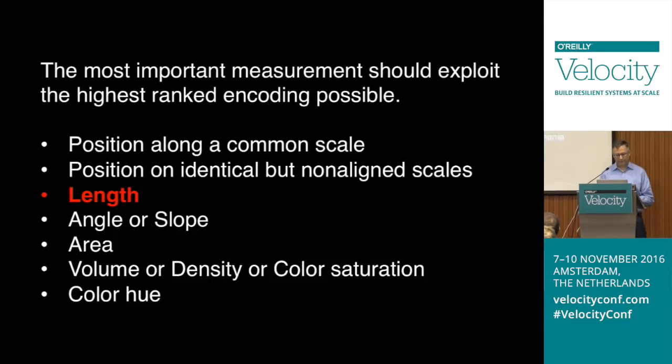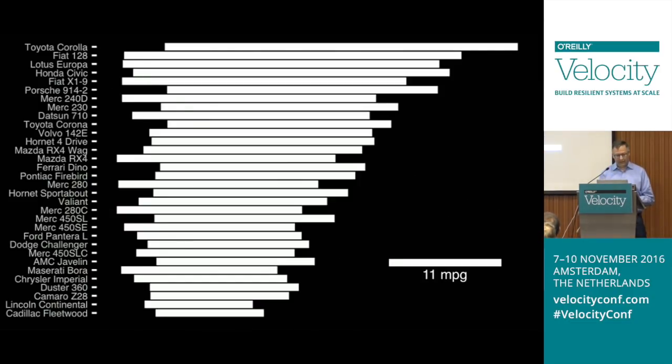Okay, next up, length. Here's data encoded as length. I had to jitter the bars so that you couldn't compare against a common baseline. That's the next level up in the hierarchy. With length, you're getting more accurate ratioing than with area or with angle. So for example, the Valiant here, you can estimate that it's 1.5 times more efficient than the Cadillac. That much precision would have been difficult with area or with slope.